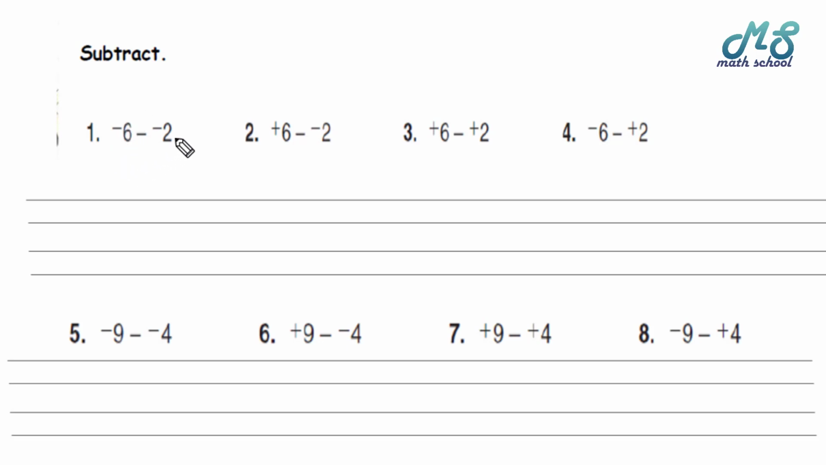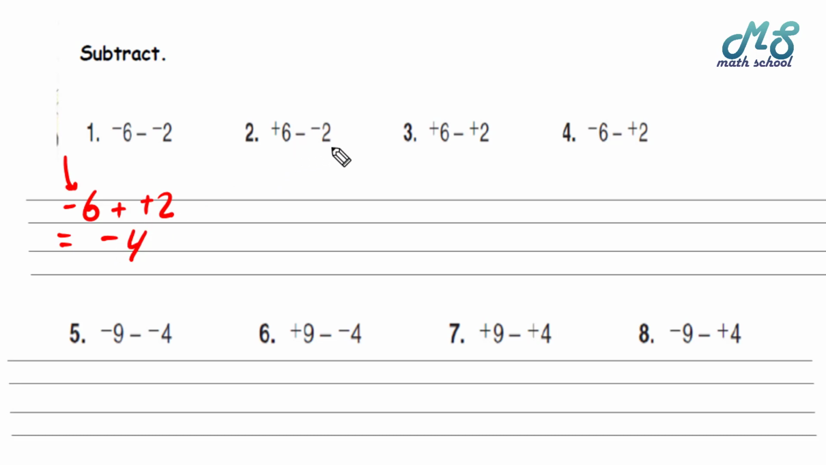Negative 6 minus negative 2. We can write it as negative 6 plus... what about the opposite of the second? It will be positive 2. Now we can add the two integers, find the difference between them, it will be 4. And put the sign of the larger one, so it will be negative 4.